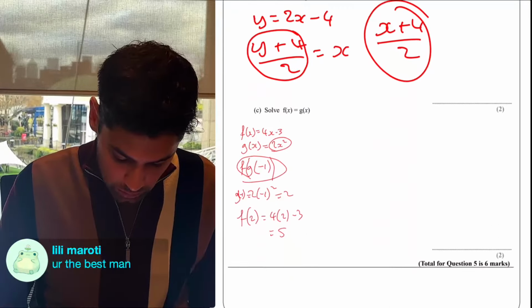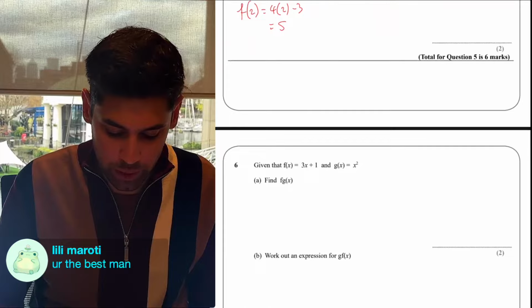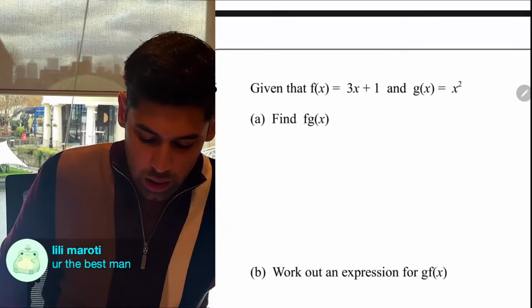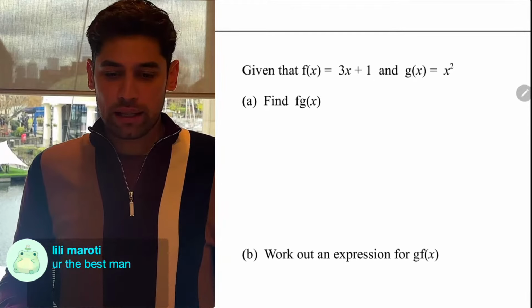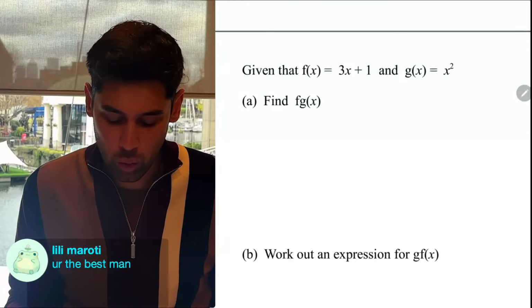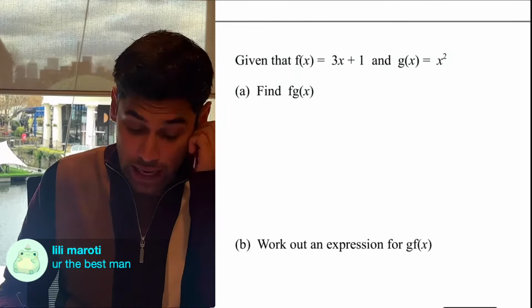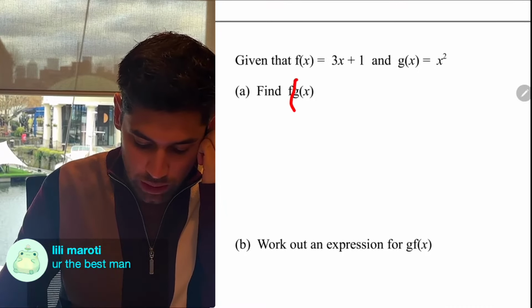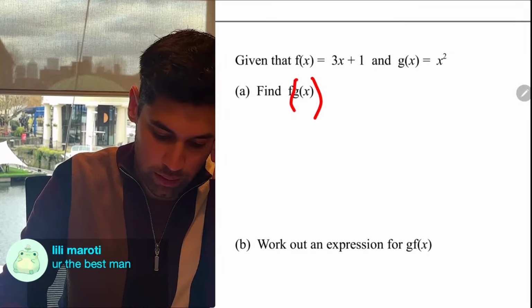Let's scroll down to some more complex composite functions. That's what we got here. Okay, we're going to get serious now. Given that f of x equals 3x plus 1, g of x equals x squared, find fg of x. Now, I'm going to put the extra bracket around here, like we're used to doing.